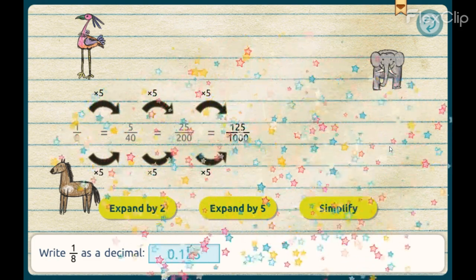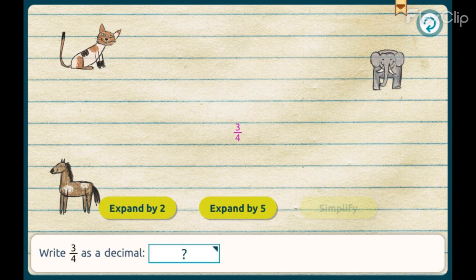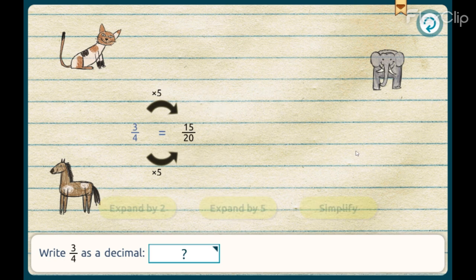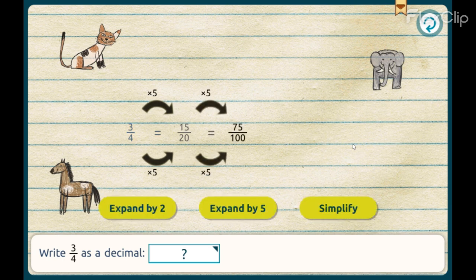Let's move forward. And we are being offered to expand 3/4 by using 2s and 5s. I know that a friend of decimal is a ten, and the easiest way to get 0 is by expanding 4 or any other number by 5s. Let's see. All right, we've got 20 and we can expand it. And if we do it by 5, of course, we will get 100. Perfect. 75 hundredths. That's right.